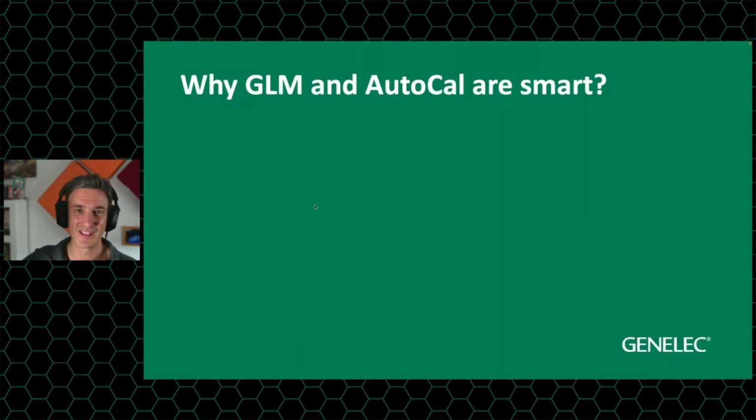So we talked about the smartness of speakers, and now the question is why GLM and AutoCal are smart. Why is our calibration algorithm somehow clever enough to know the physics? This is how I would put it: we do things which make sense from the perspective of physics, and we avoid things that would not make sense. And this is what makes AutoCal clever.